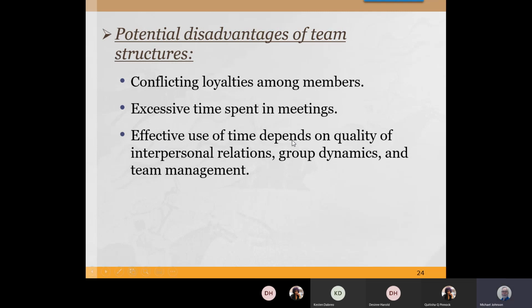Effective use of time depends on the quality of interpersonal relationships and also group dynamics and team management. And that team management is actually quite important. You need to have somebody leading the group in a direction which is conducive to what the team is trying to accomplish. The group dynamics, this is a peculiarity. It can be to the advantage or it can be to the disadvantage. Again, it really depends on what is happening within that particular team.